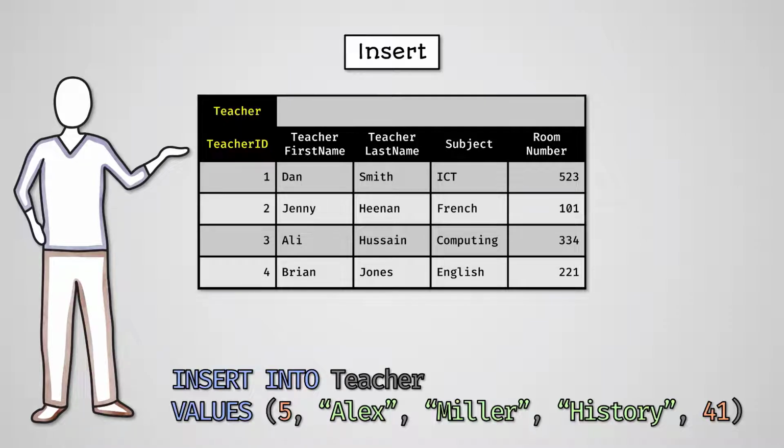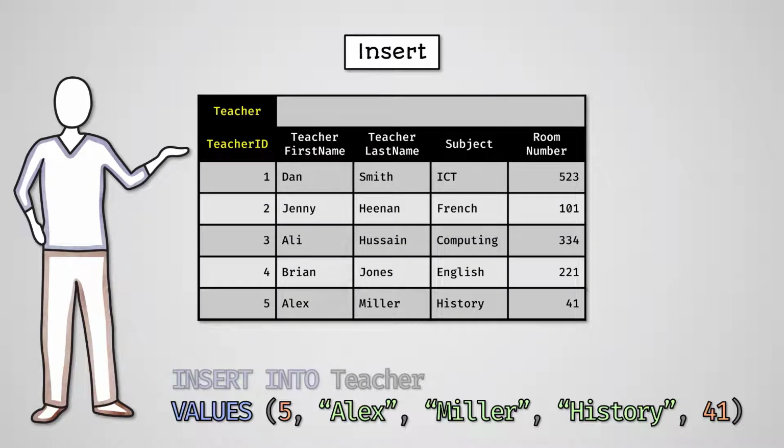Let's break down the SQL. Firstly, we specify that we want to insert data into the table specified. Then we want to specify the data we want to add. The number and order of the data in the SQL must match the number and order of the columns in the table. Running this SQL gives this result. This SQL is used when we want to enter a full row of data into a table.